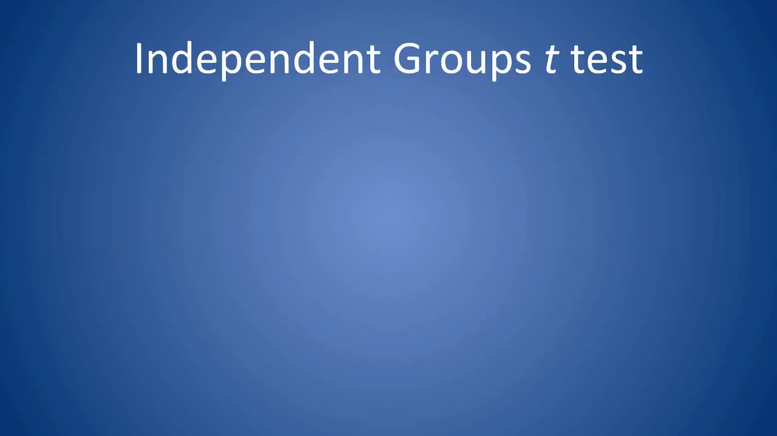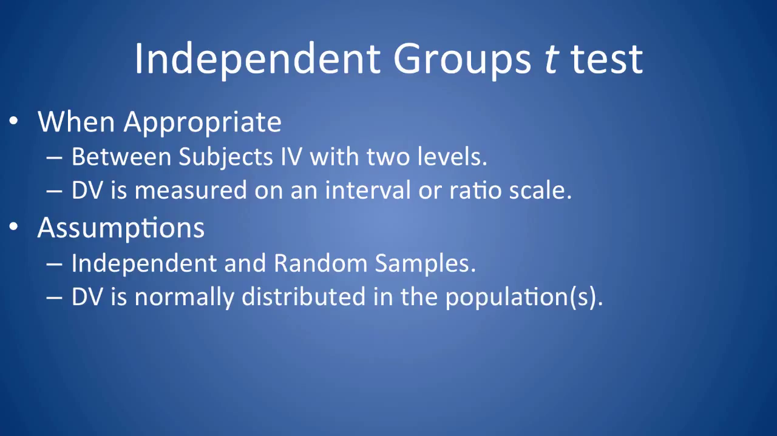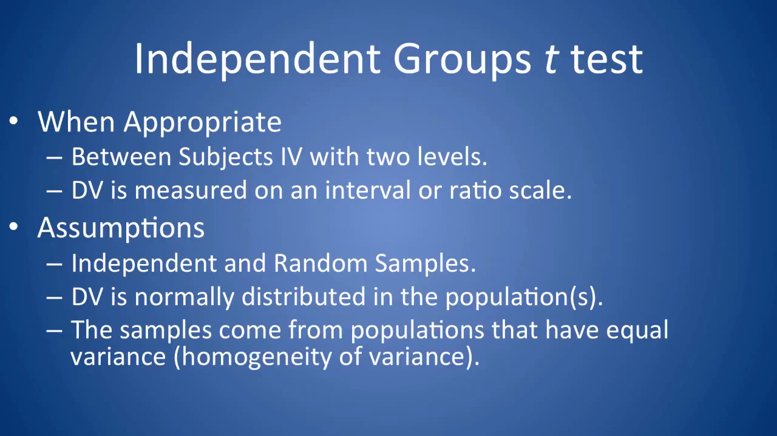I'm just assuming at this point that you know when it's appropriate to use a t-test. We have a between subjects IV with two levels. Our dependent measure needs to be interval or ratio. We make some assumptions to do these tests, including homogeneity and the normality assumptions, as well as independent and random samples.